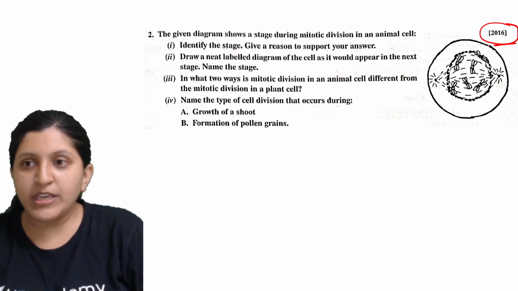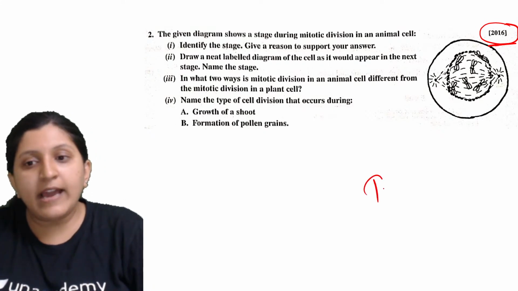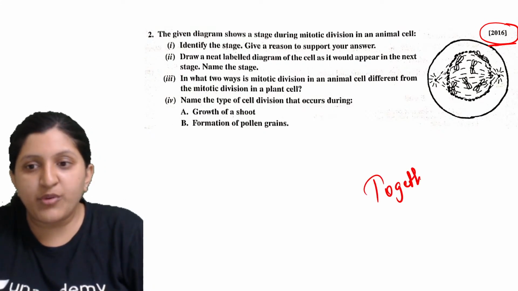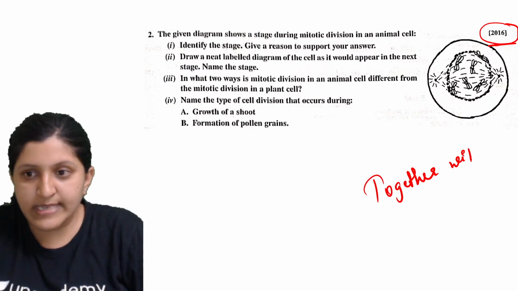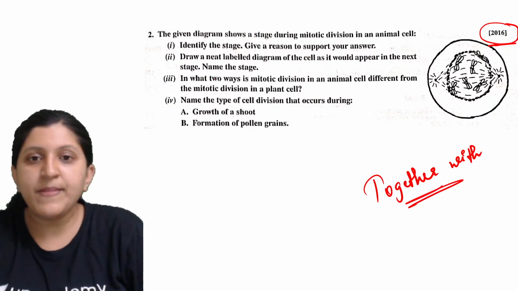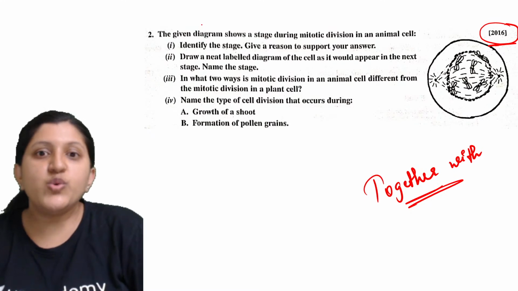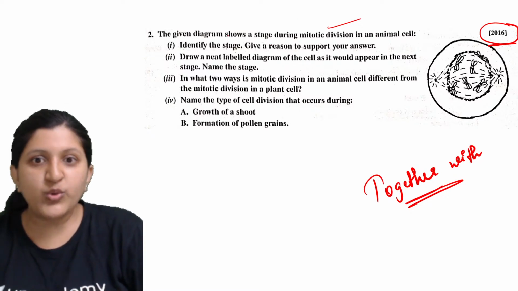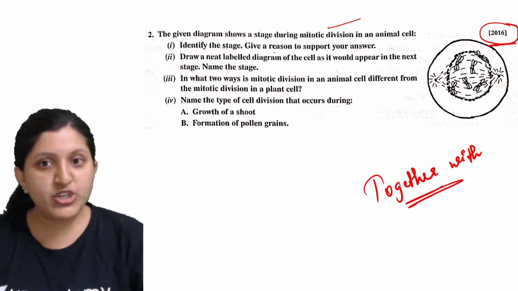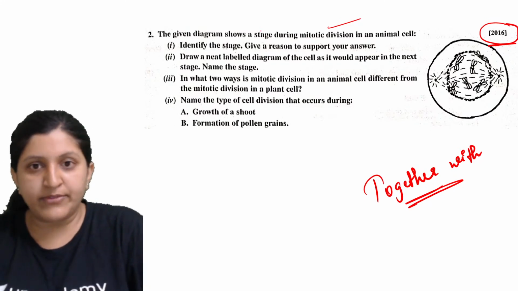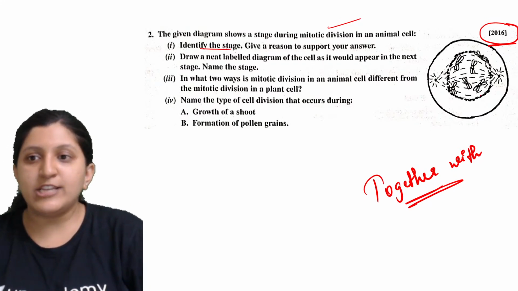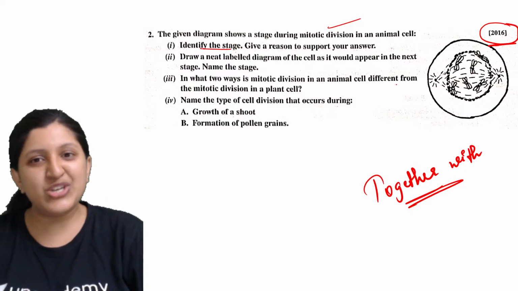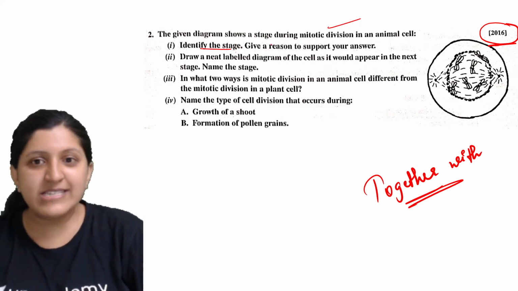Okay, so this is from the year 2016, and again these questions are taken from the Together With book itself. So let's have a look at this one. The given diagram shows a stage during mitotic division in an animal cell. Identify this stage. So what is this particular stage? Give a reason to support your answer.